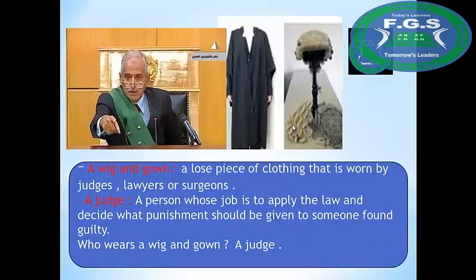A wig and gown. A loose piece of clothing that is worn by judges, lawyers, or surgeons. A judge is a person whose job is to apply the law and decide what punishment should be given to someone who is found guilty. Who wears a wig and gown? Of course, the judge. As you see, this famous judge in Egypt here.